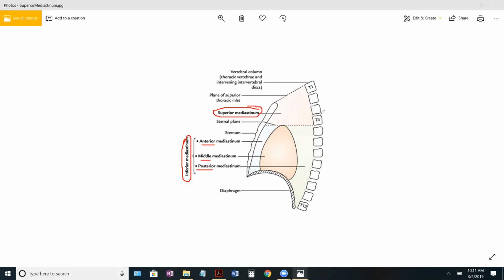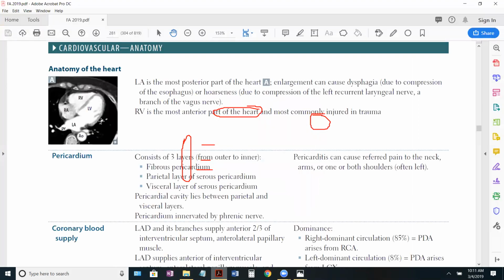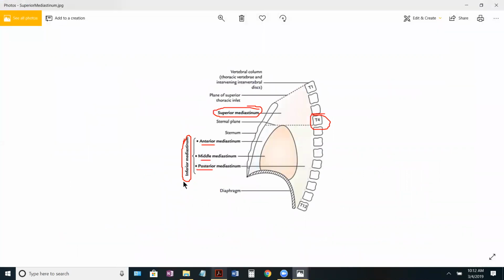What is the vertebral level where the superior and the inferior mediastinum are connected? That is the T4 level. Sometimes they give you an X-ray or CT slice on your exam. If you can see the heart in your CT scan slice, what do you think the slice level should be, above the T4 level or below? Below the T4 level. That's how they can design a question for you. They will give you T1, T2, T3, T4, T5. If you can see the heart, it technically means that you are below the T4 level.